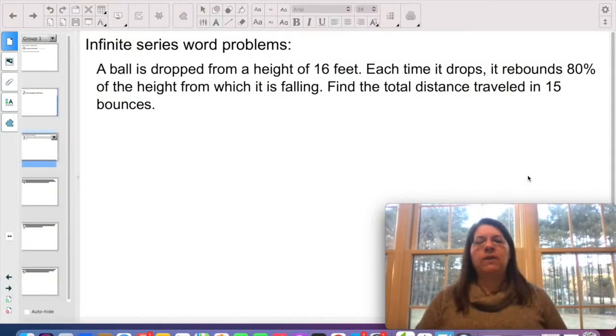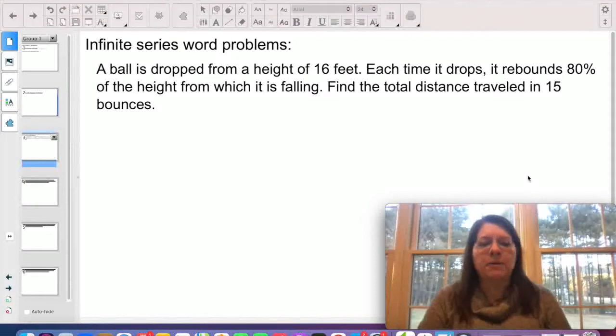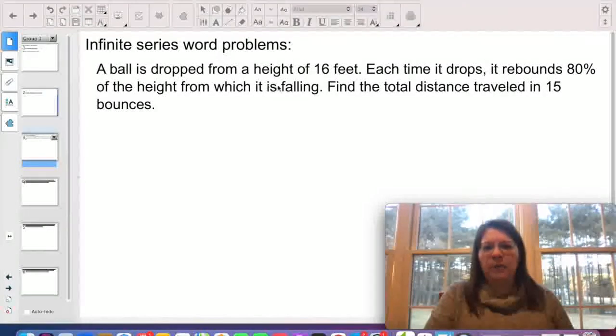Okay, so now that you've got an introduction to what infinite series are, we're going to do a few word problems dealing with this. A ball is dropped from a height of 16 feet. Each time it drops, it rebounds 80% of the height which it has fallen. Find the total distance traveled in 15 bounces.